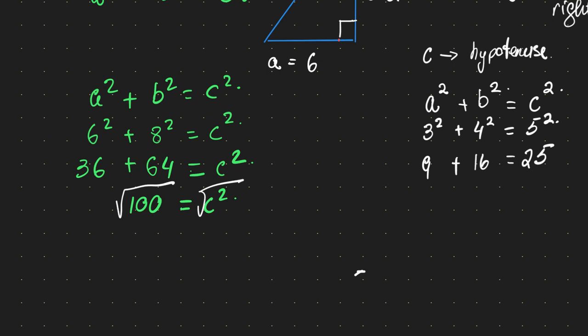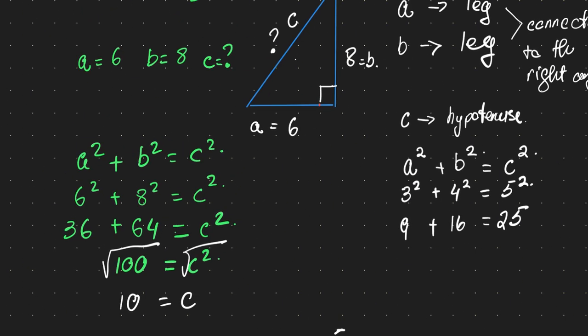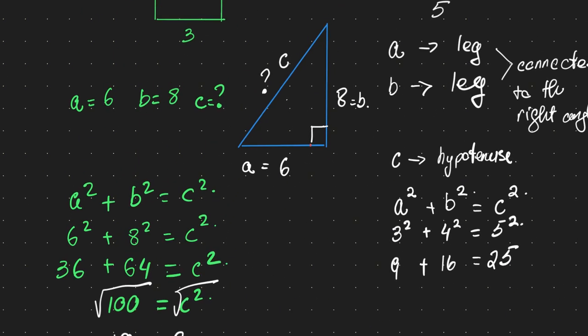So the square root of 100 is 10. So then c squared under the square root radical sign will be c. All right, so our length on the longest side will be 10. Okay, so let's go back in here and write that c equals 10. We know that now. As you can see, we have one small side, one medium, and one large one.